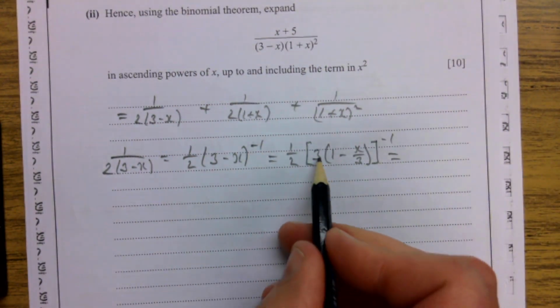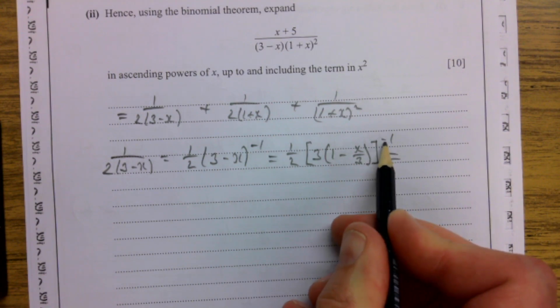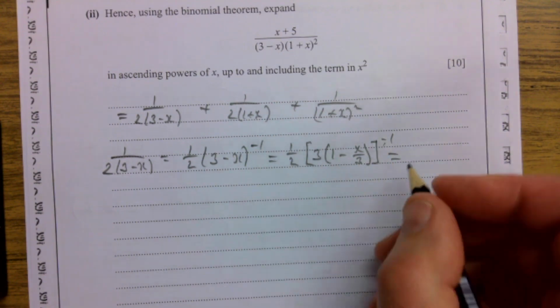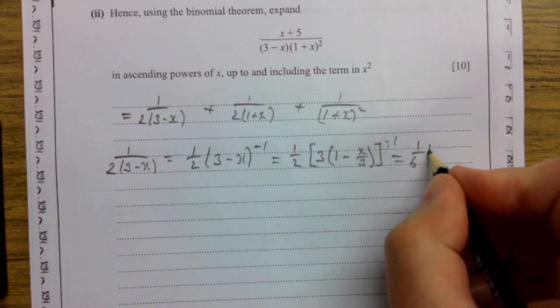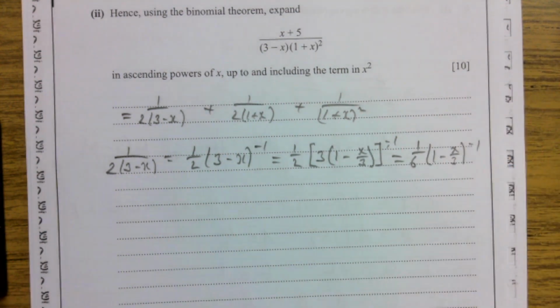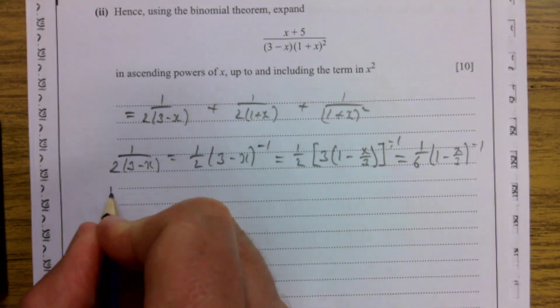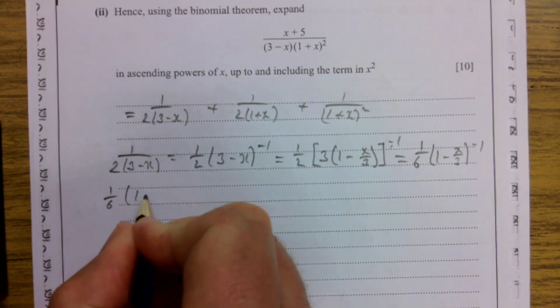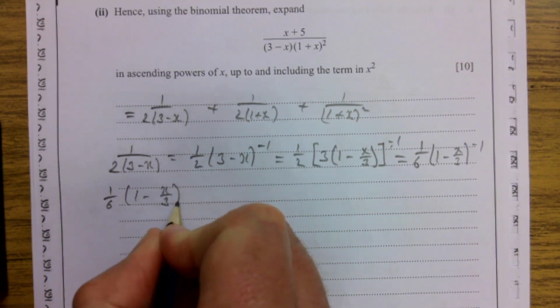And what's that going to give me? 3 to the power of minus 1 is 1 over 3. So it's 1 over 3 times 1 over 2. So that's a sixth upon 1 minus x over 3 to the minus 1. And that's then the thing I'm going to be expanding out. So I have this here, 1 over 6 upon 1 minus x over 3 to minus 1.